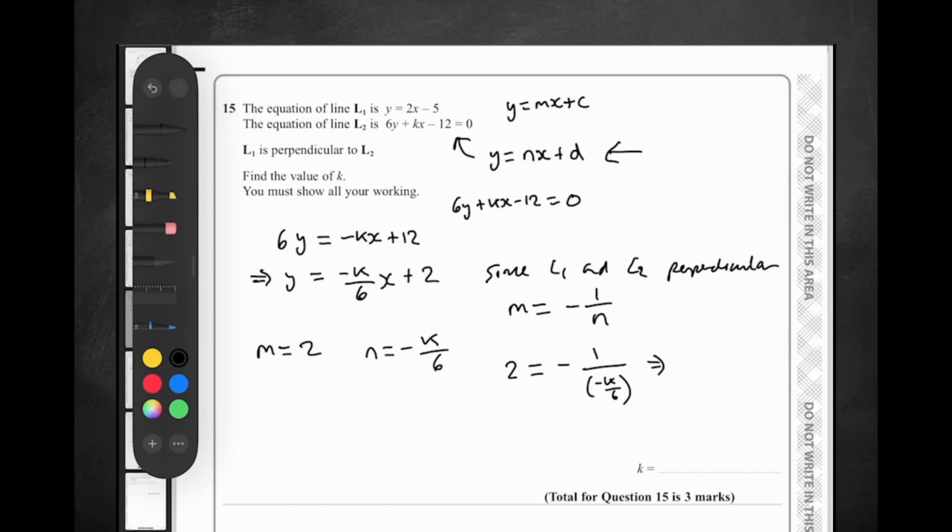Therefore, we'll just get rid of the minus signs and we'll put the 6 on the top. 2 equals 6 over k. 2k equals 6. k equals 3.